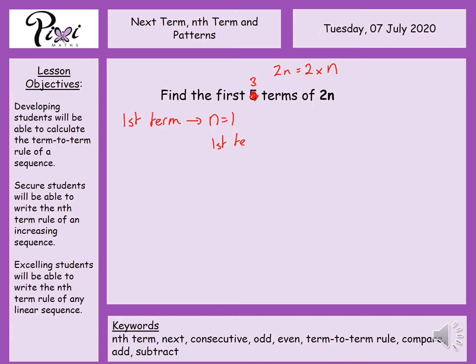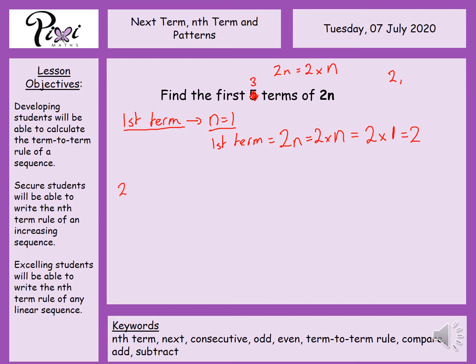So first term equals, so that's 2n, so that is 2 times n, and because it's the first term, we know that n equals 1. So what we do now, wherever we have an n, we swap it for a 1, because we do substitution. So we've got 2 times 1, which is 2. So that means our first one in the sequence is 2. So the first term in the sequence is 2.